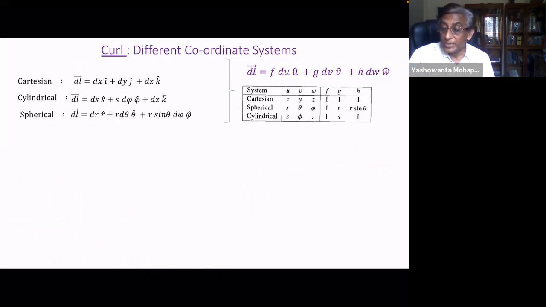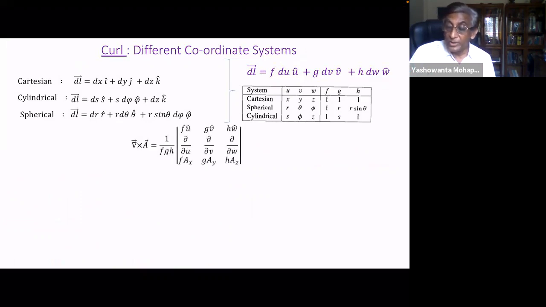So dl, we know this. You can write down del cross A as really 1 by fgh. That means in the spherical coordinate system it will be r square sine theta. Then the weight functions go with the unit vectors f u hat, g v hat, h w hat. This is del by del u, del by del v, del by del w. And the components of the vector function are given in the coordinate system. Actually, this should not be x, y, z. This should be A u, A v, and A w. All right, so this is generalized.